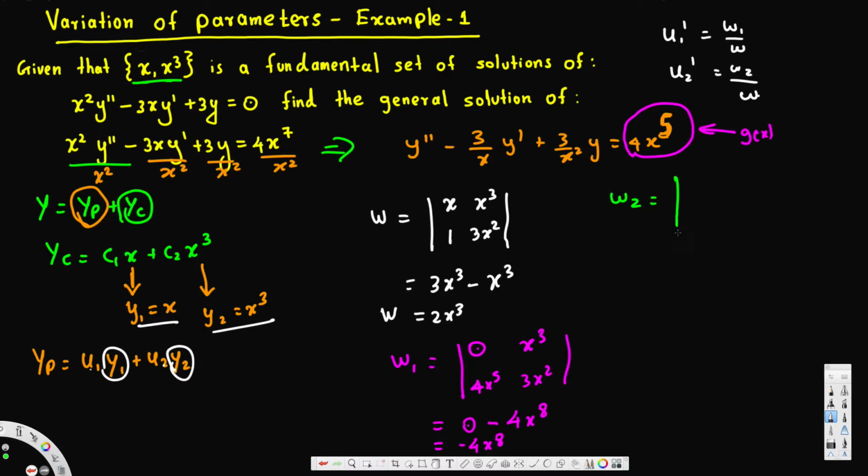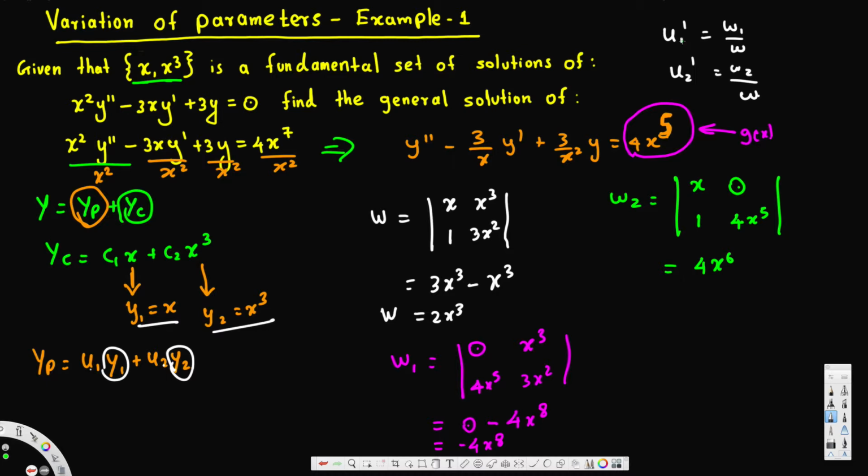Now the next thing is we have to find W2. To find W2, we keep the first column as it is, x and 1, and we put 0 and g(x) for the second one. 0 and g(x) is 4x^5. Now we have to find the determinant. x times 4x^5 is going to be 4x^6, minus 0, that's going to be 0, so we can neglect that.